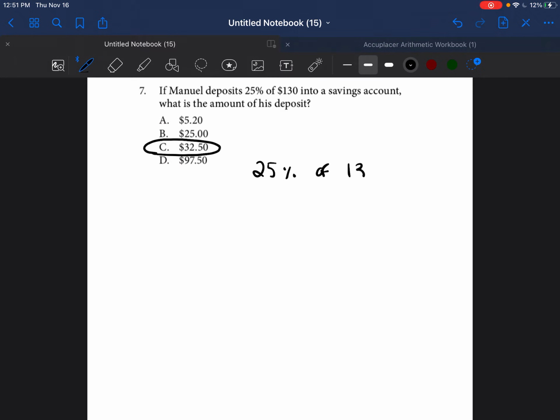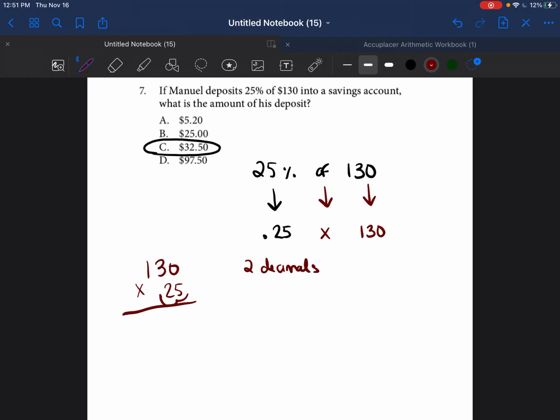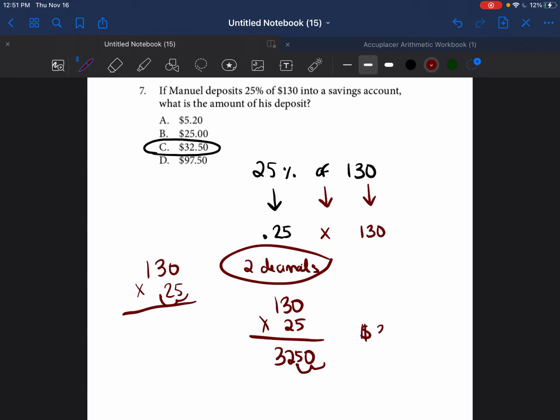25% of 130. We changed the percentage into a decimal, 0.25. The "of" is multiplication, and we're multiplying it by 130. We didn't want to multiply 130 times 0.25 because it's difficult sometimes to multiply numbers times decimals. So we counted the decimals, 1, 2. We wrote how many decimals there should be. Then we multiplied 130 times 25. We got 3250. And then we put the 2 decimal places back in the answer, 1, 2. And we got 32.50 as our answer.